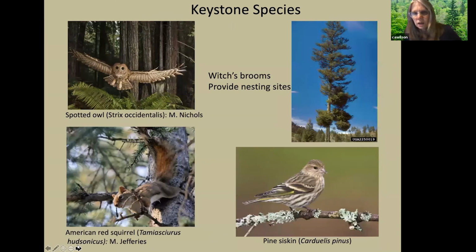But there's an upside, and that's the keystone species side. Witches' brooms, it turns out, provide excellent nesting sites. Here we have the spotted owl, and it was found, of course, to nest in mistletoe, which caused quite a stir at one time. When they were trying to list the spotted owl and trying to log, those were at odds with each other.